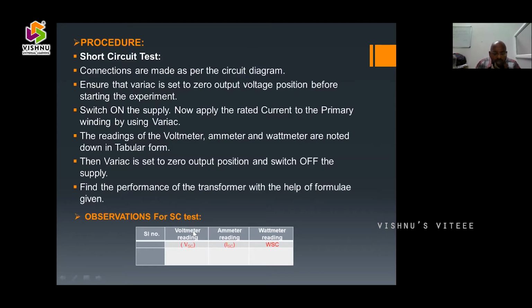In the short circuit test, the voltmeter reading shows VSC, the ammeter reading shows ISC, and the wattmeter reading shows WSC. The wattmeter reading shows completely the power drawn by the transformer, and the short circuit test is useful for finding the copper losses of the transformer. That's why in the short circuit test the wattmeter reading is considered as the full load copper loss of the transformer, because we are operating the short circuit test under full load condition. That's why the wattmeter reading shows the full load copper loss of a transformer.